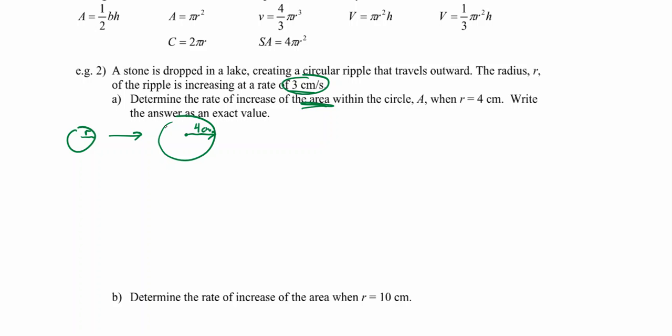Okay, and we want to know how fast the area is growing when we get right to that point. So let's figure out our knowns. What do we know? We know R is equal to 4 centimeters at that point. It is changing. What else do we know?